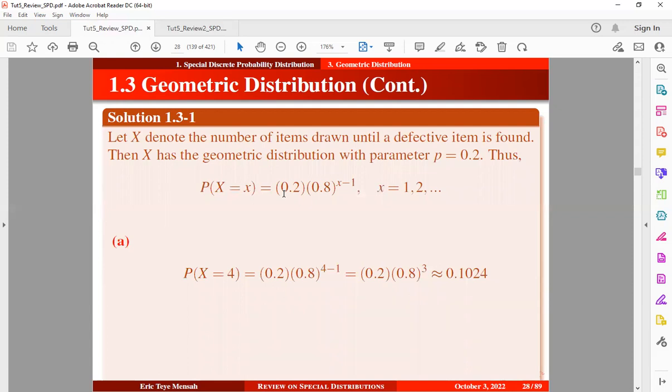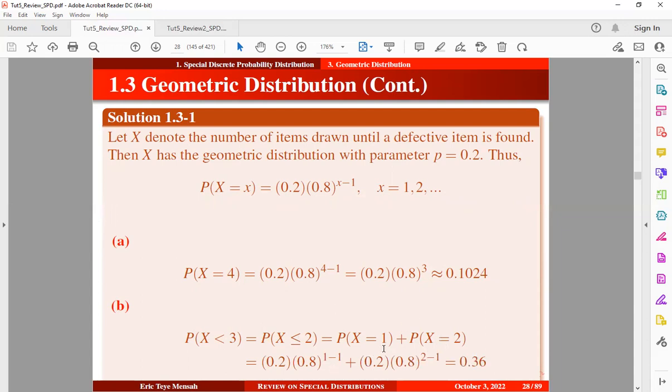Very simple. And second, we want to find the probability that less than 3 draws are required until the defective item is found. If it is less than 3, then we're looking at the probability that X is less than or equal to 2. And we can also rewrite this in this form, okay? So when X is 1, we obtain that, and when X is 2, we obtain that. If you use the calculator to compute this, you obtain that, which is very simple, okay?